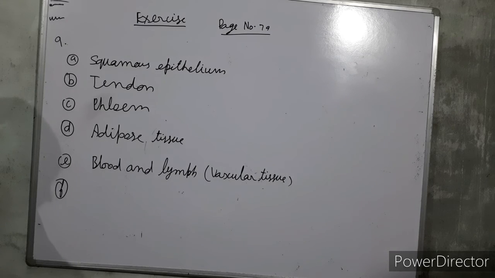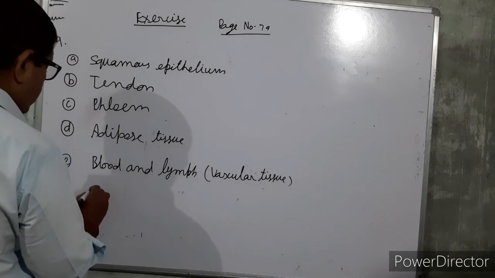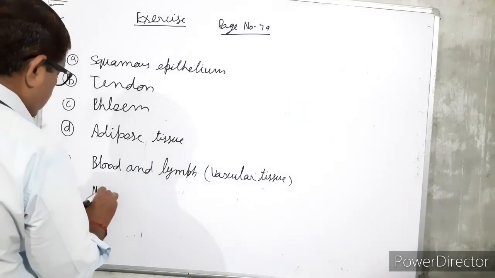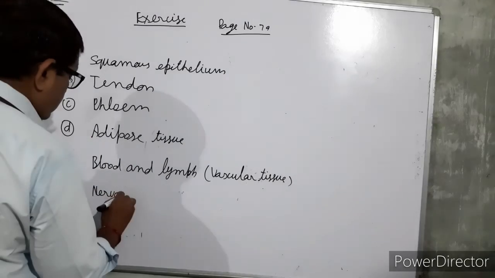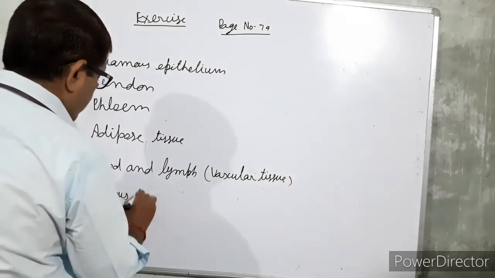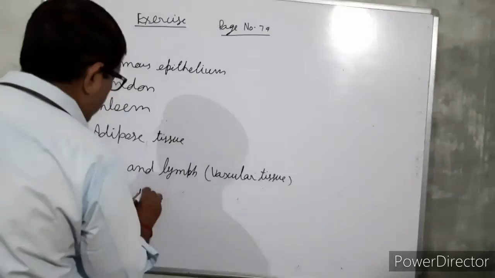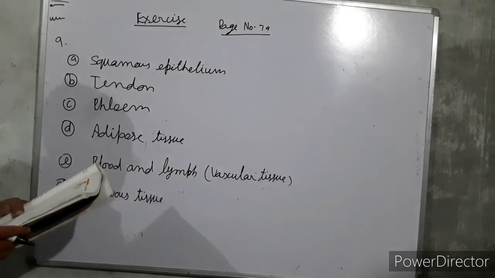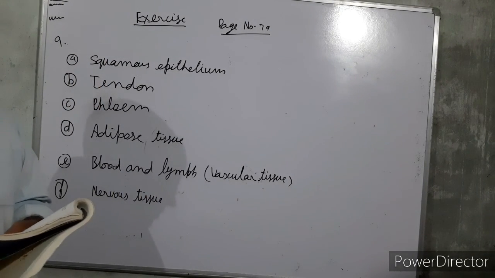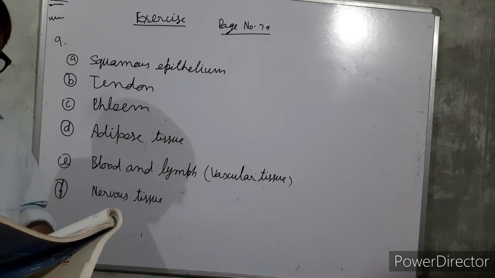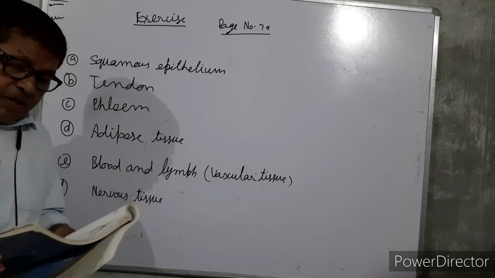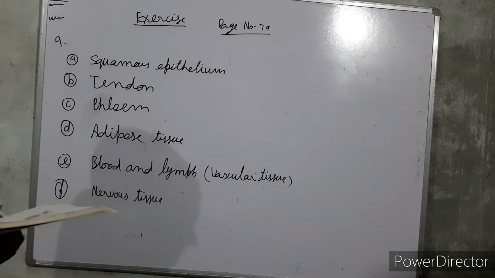And the tissue present in the brain: you know that it is nervous tissue. These are the tissues present in our brain. So that's for today. Next day we will see some other questions.